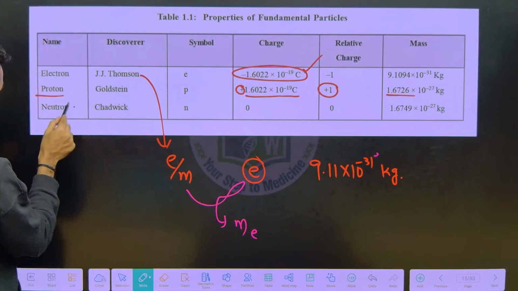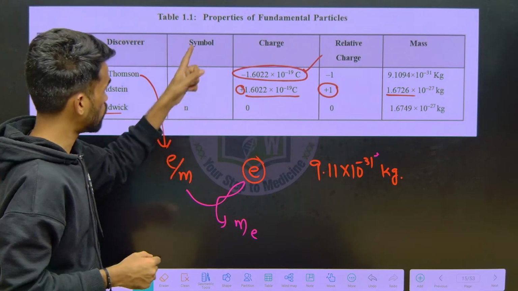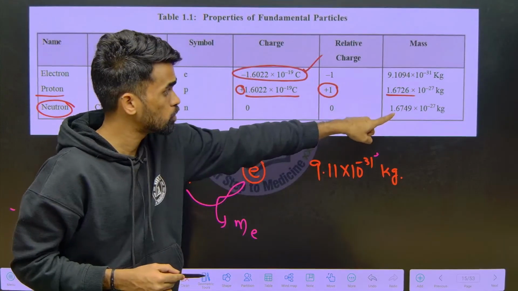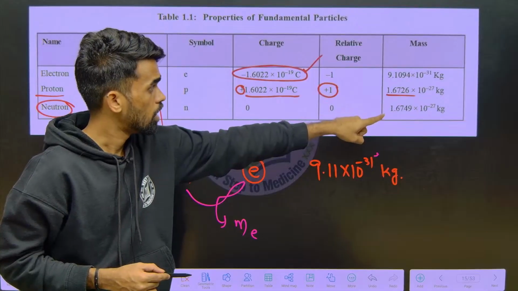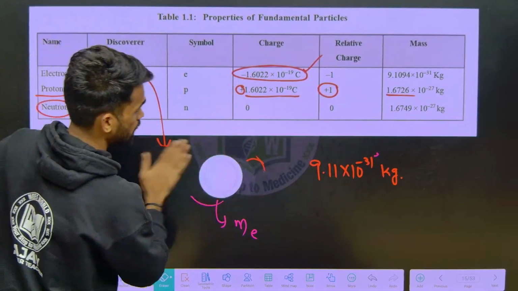Similarly, we then have the neutron, given by Chadwick. Its charge is 0, so the relative charge also becomes 0. And what about the mass? 1.67 into 10 power minus 27 kg.